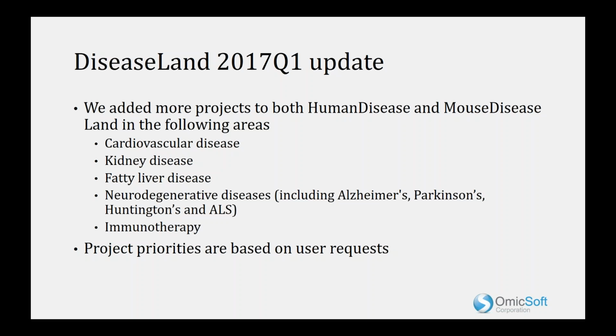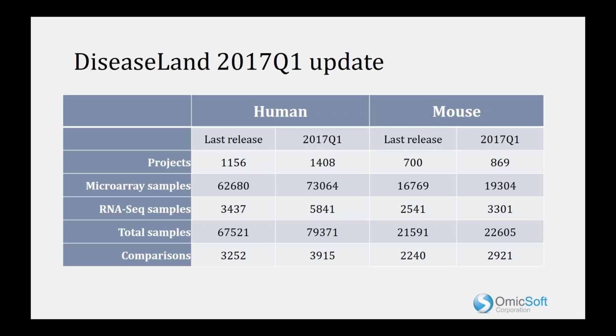So I think in the last release, they worked hard on kidney and liver disease and also a few neurological diseases, because those were disease areas lacking in the last release. And so we added them all. For both human and mouse, we added close to 200 to 300 projects.